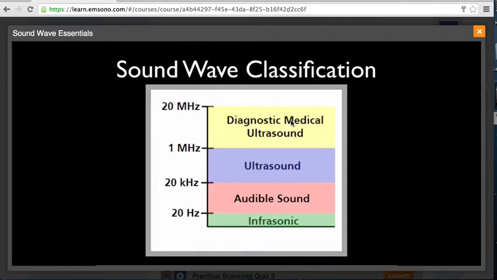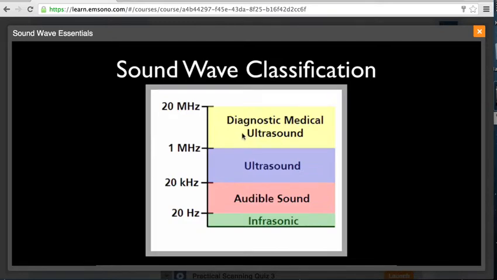So let's now take a look at how sound waves can be classified. Humans can hear sounds in the range of 20 hertz to 20,000 hertz. This is the audible frequency range. Any sound with a frequency below the audible frequency range is termed infrasonic. Anything within the range of 20 hertz to 20,000 hertz is going to be the audible sound range. Anything above the upper limit for human hearing, which would be 20,000 hertz or cycles per second, would be defined as ultrasound.